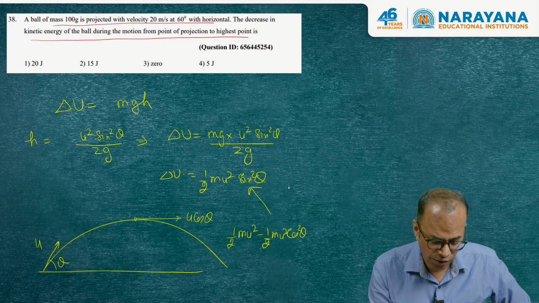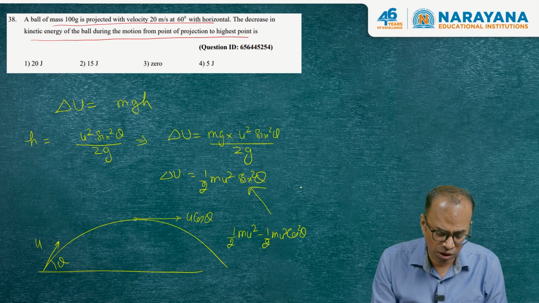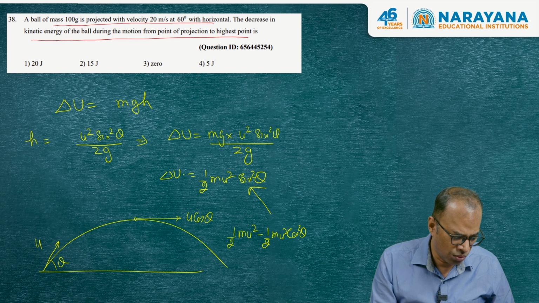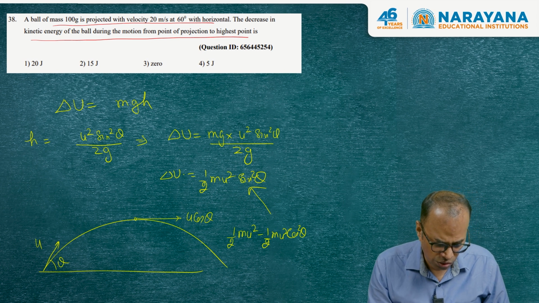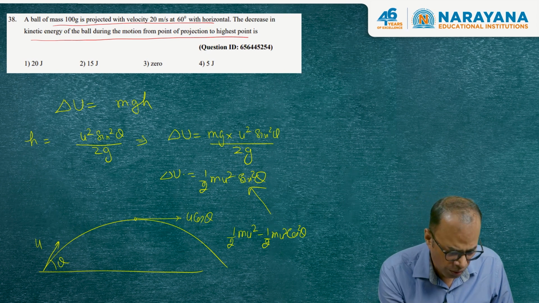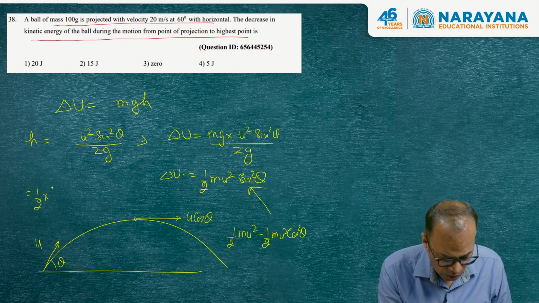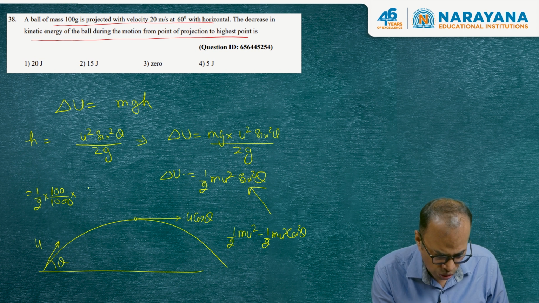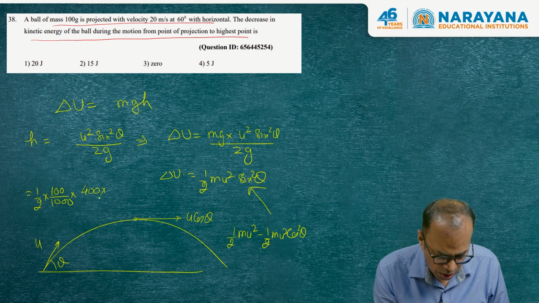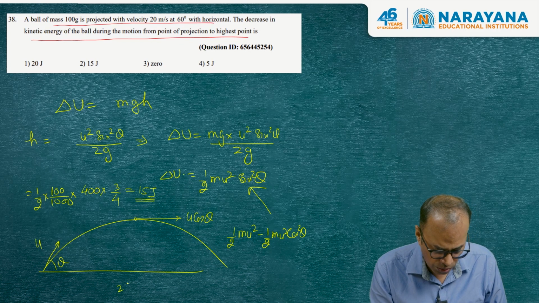Again we reach the same answer. The decrease in value is half mu squared sine squared theta. So we can solve for this by plugging in the values. Be careful, mass is given as 100 grams. So it is half into 100 grams, divided by 1000, and then u squared is 400 into sine squared 60 degrees, which is 3 by 4. This must be the answer, and this value comes out to be 15 joule. So option 2 is the answer.